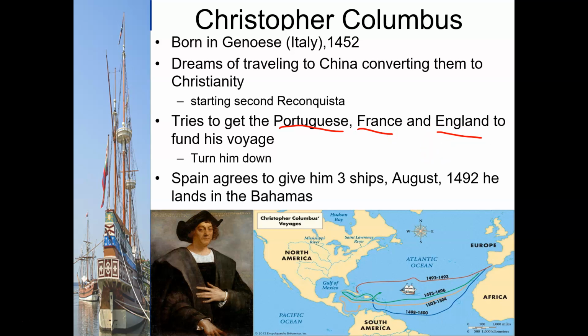Now he goes to Spain, and he knows that they're religious nuts. So he says to them, listen, I have this idea of starting the second Reconquista. And they think he's nuts. They don't really trust him. They think he's kind of a washed up explorer. But they say, all right, you know what? We'll give you some money. We'll give you 3 ships, 87 men. Go ahead and see what you find. So in August of 1492, he sails. He lands in the Bahamas. He thinks he landed in the Indies, and that's why he calls them the Indians.